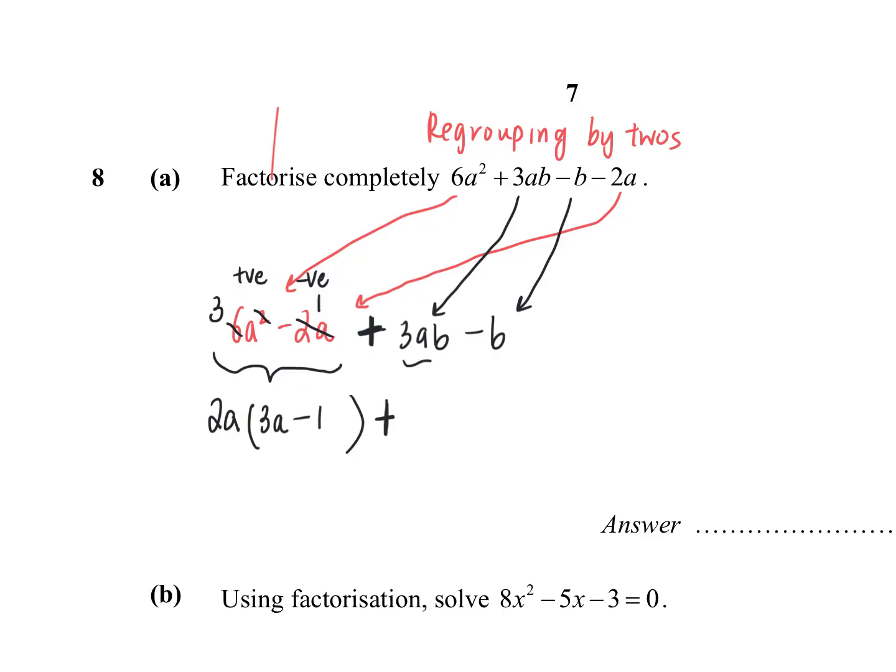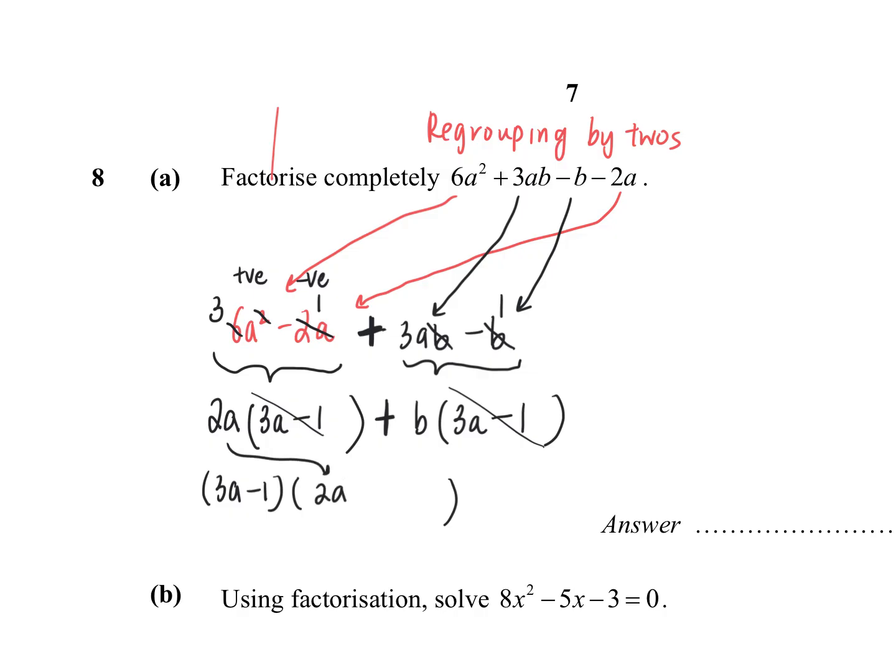What is common between these two? Just b. So I take out the b, left 3a, take out the b, left 1. Then you realize that both of them share a common term that you can take out further. So you take out the 3a minus 1. Okay, and then you are left with 2a plus b. So take out means divide. So this is your final answer.